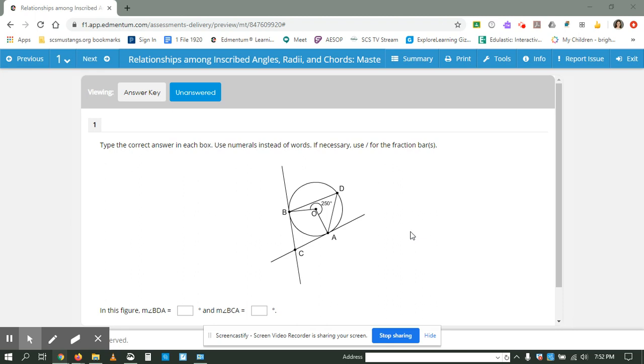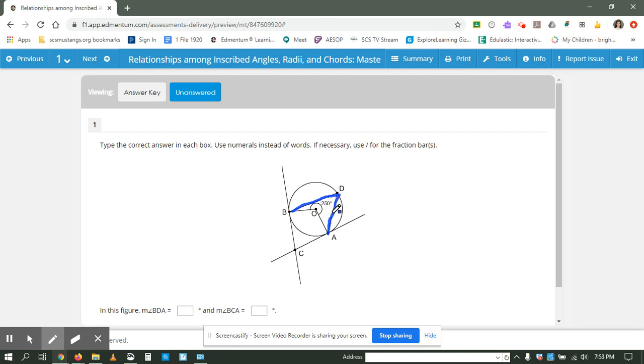Hey there guys, in this video we're going to take a look at the mastery test for the first lesson in our Unit 1 on circles. And taking a look at number 1, they want us to, in this figure, find the measure of angle BDA.